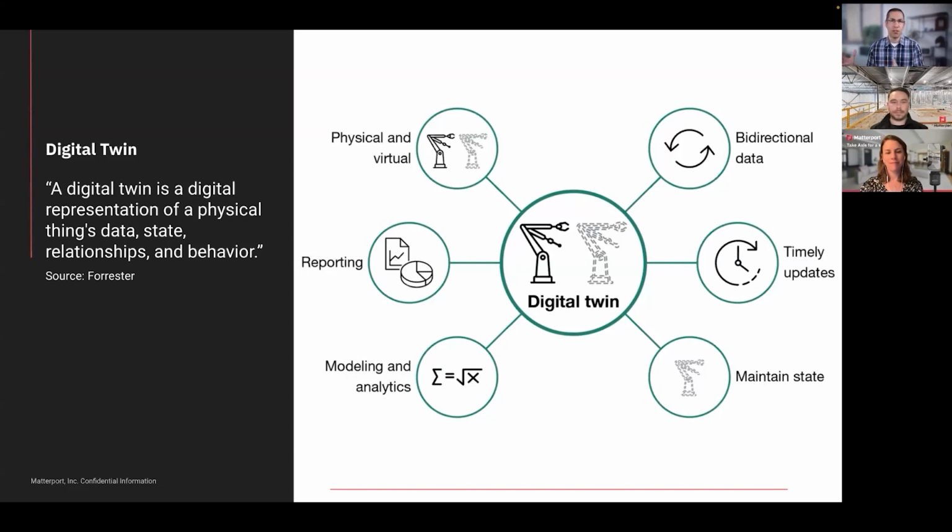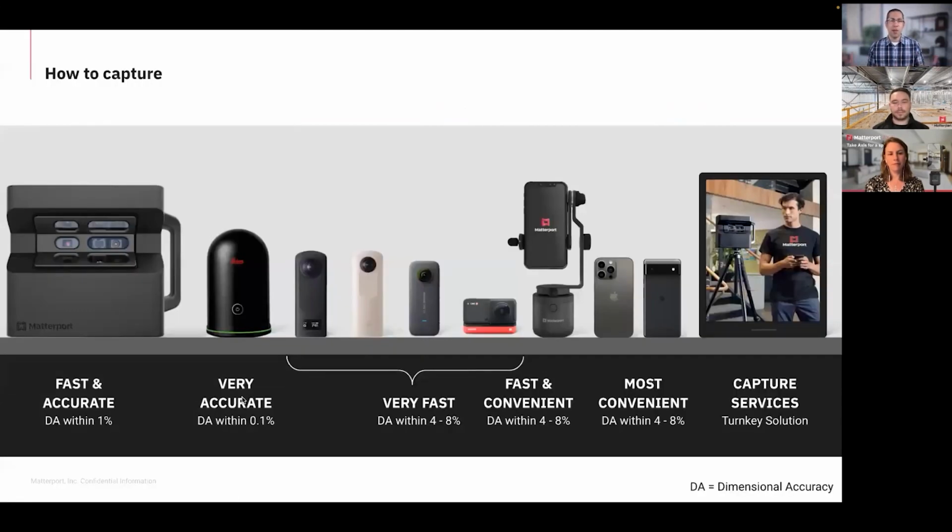That is what we focus on and what we collect whenever you go out and create your digital twin. You get photorealistic 2D images, full 360 degrees, as well as depth data and measurement. And those two combined can do a lot more than what you might think.